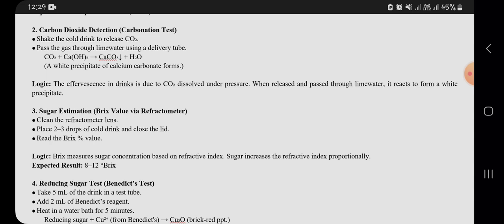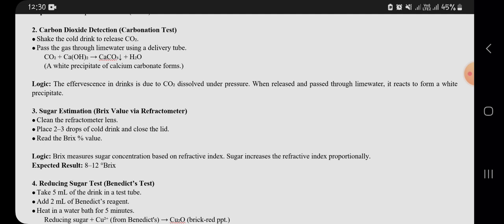Sugar estimation, which is Brix value via refractometer. Clean the refractometer lens, place 2 to 3 drops of cold drink and close the lid. Read the Brix percent value. Its logic is Brix measures sugar concentration based on the refractive index. Sugar increases the refractive index proportionally. Expected result is 8 to 12% Brix.